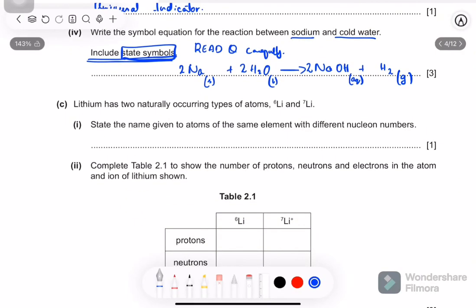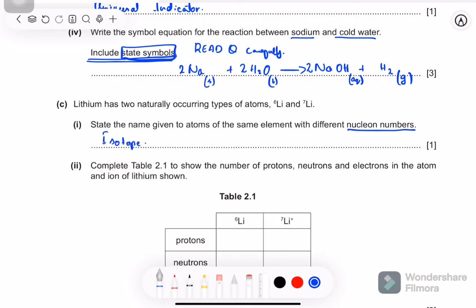Lithium has 2 naturally occurring types of atoms, Li6 and Li7. State the name given to atoms of the same element with different nucleon numbers. Nucleon number is the mass number, which is the sum of the number of protons and number of neutrons. So this is an isotope.